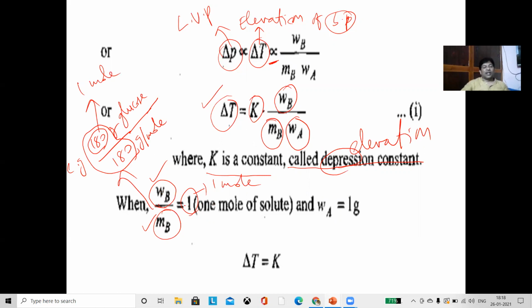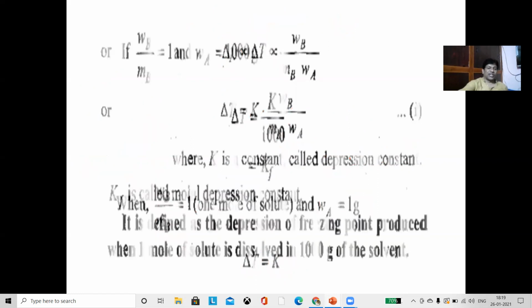That is, if the number of moles of solute is 1, that is weight of solute by gram molecular weight of solute are both the same, and WA is taken as 1 gram, suppose. In that case, delta T is equal to K. Suppose 1 gram you take, then delta T is equal to K into WB by MB, which is also 1, and WA also 1 gram. In that case, delta T becomes equal to the constant K.